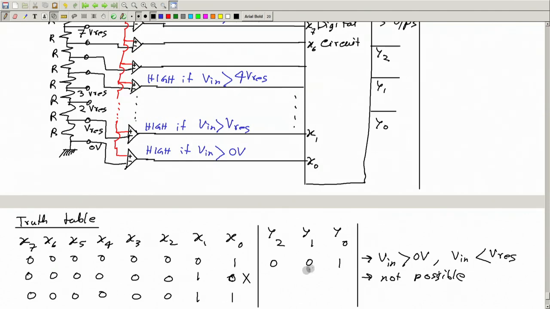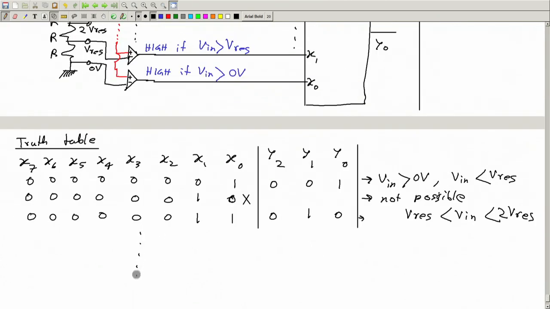Now, this you can call, I will call this equivalent to 2 unit 0 1 0, because here V in is greater than V days, that is why this is high, but this V in is less than 2 V days. So V in lies between V days and 2 V days, and I will call this approximately equal to 2.